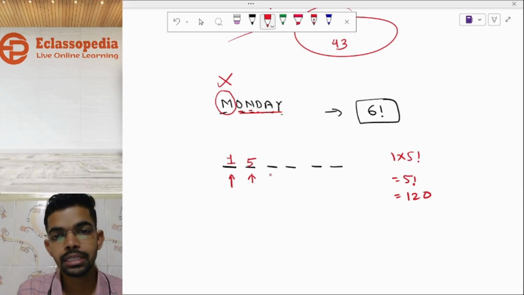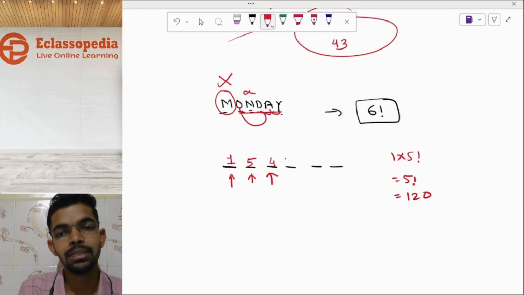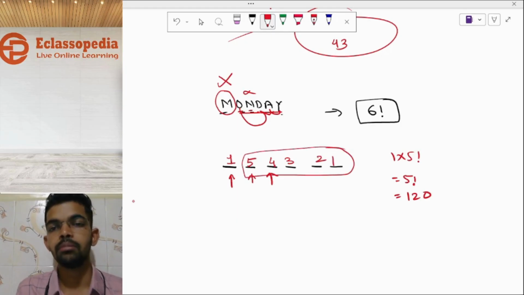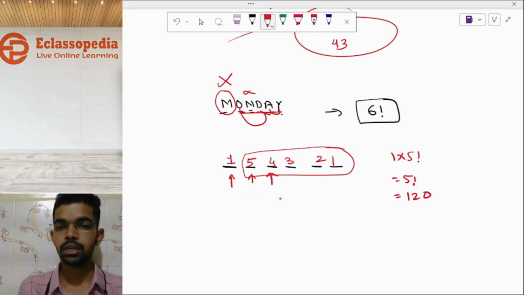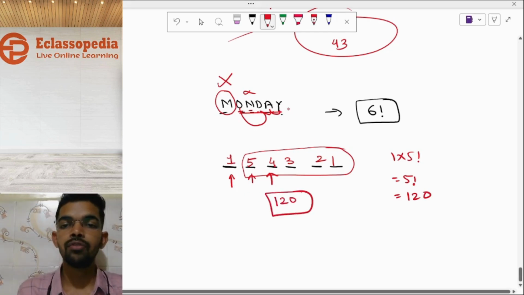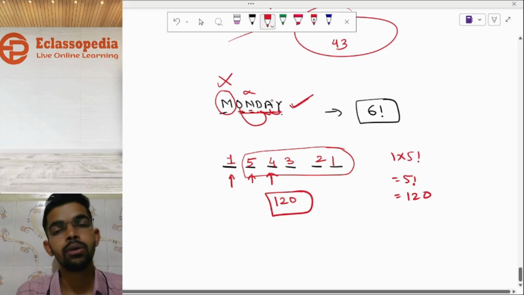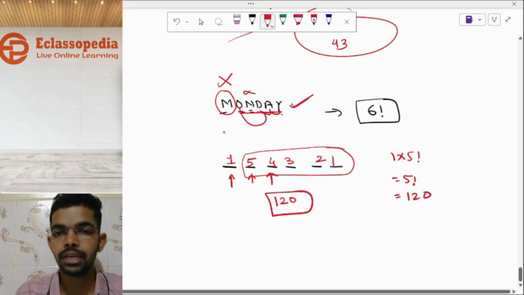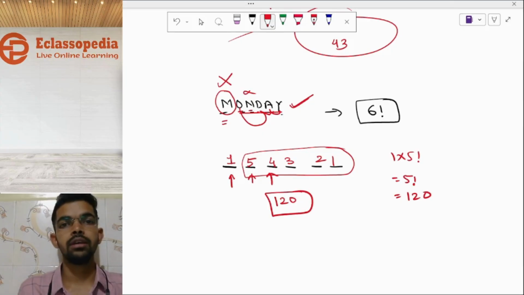Then for this place, how many choices? Suppose we have put N here. Now how many choices? 1, 2, 3, and 4. So for this you have 4 choices. Similarly 3, 2, 1. And what is this? This is nothing but 5 factorial. So multiply all of them, you will get 120. So we can form 120 words from the letters of the word Monday such that it will always start with M.